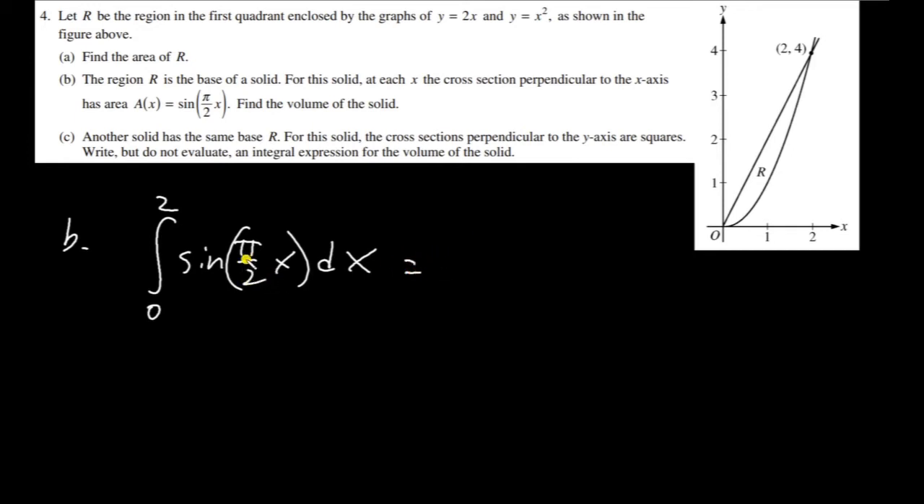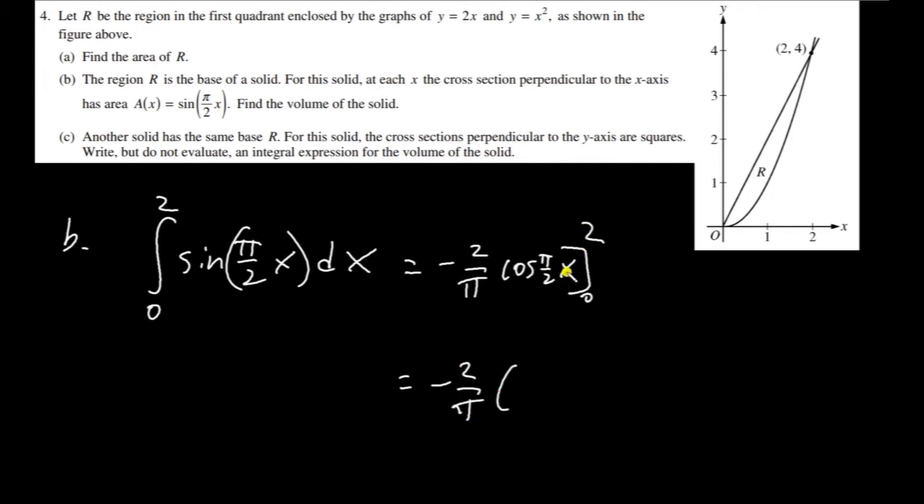You do u substitution here, where u is equal to pi over 2x. This should be something you can do in your head, but if you're not comfortable doing it yet, by all means do the u substitution. It'll take a little bit longer, but you should still get the same answer. Remember, the integral of sine of x is negative cosine of x, so we'll get negative 2 over pi times cosine of pi over 2x, from 0 to 2. My bad, cosine of pi over 2x.